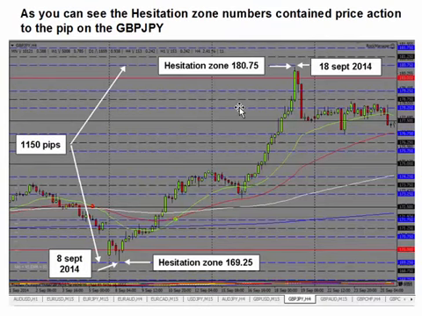As you can see, the hesitation zones contained price action to the pip on the pound yen on a 4-hour chart. The high on September 18th, 2014 was 180.75, and the low on the 8th of September was the hesitation zone number 169.25.